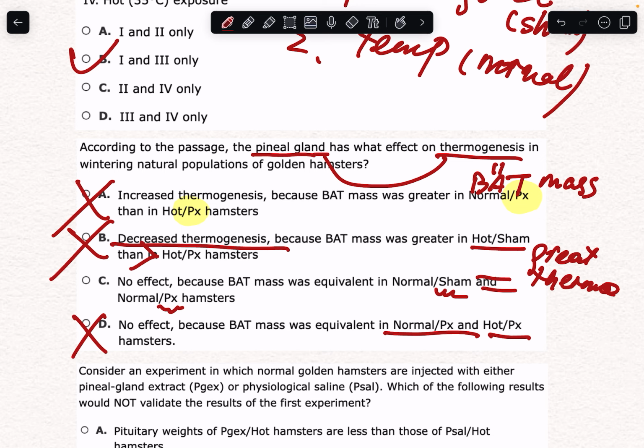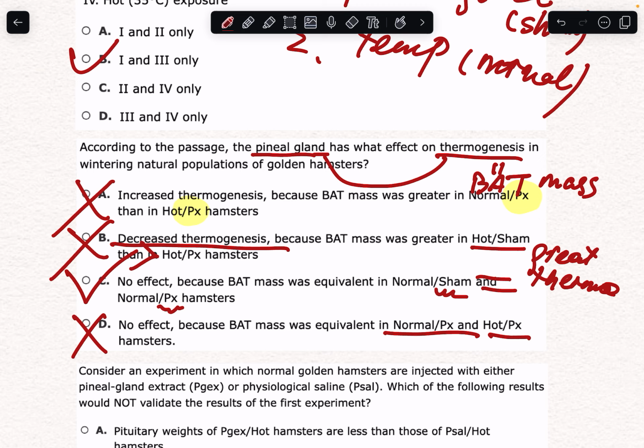If it was like normal and then hot here, then this relationship doesn't establish. But because it says bat mass was also almost similar in normal sham and normal PX, so no effect. So, I mean, without looking at the table, I think this is logical. The answer choice itself is logical, right? So I chose C, right?